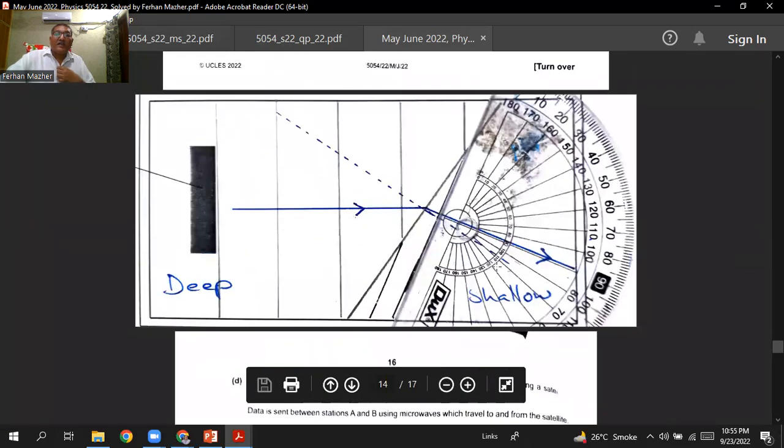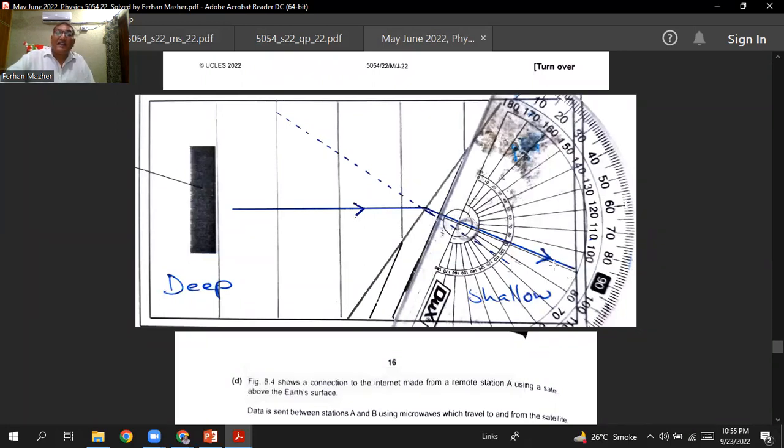Okay, then I will place my protractor in this way, so that the 90 of the protractor is on that direction in the shallow water. And when the straight edge of the protractor coincides with the point where this wavefront touches the boundary, I will draw a line here.